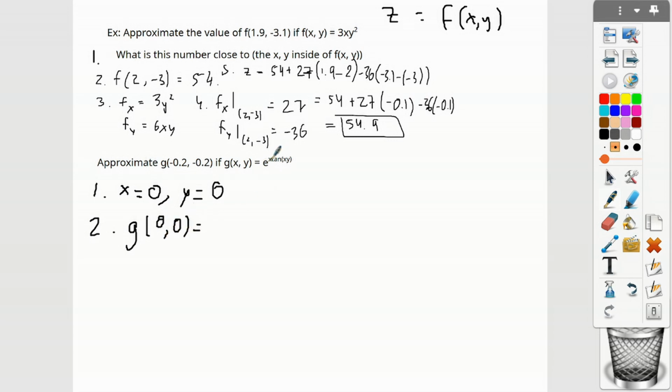It's e to the 0 times tan of 0 times 0. So what's 0 times anything? It's 0, so e to the 0 is 1. So g of 0, 0 is 1.